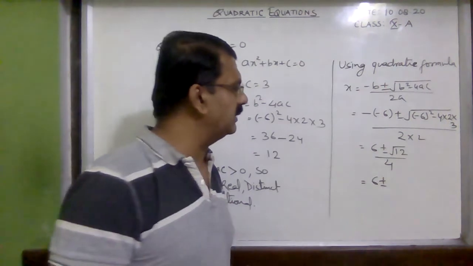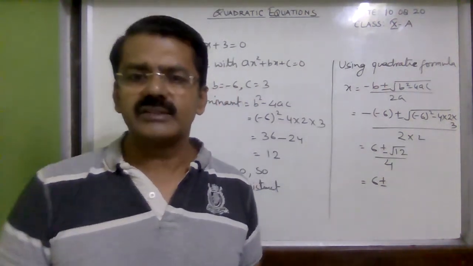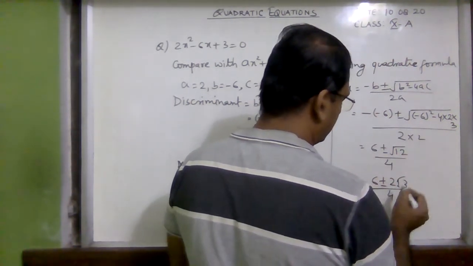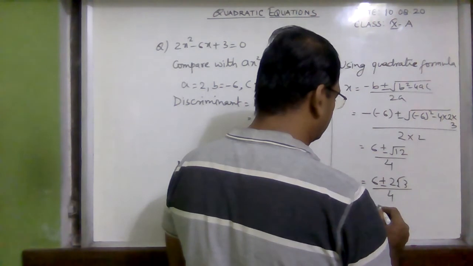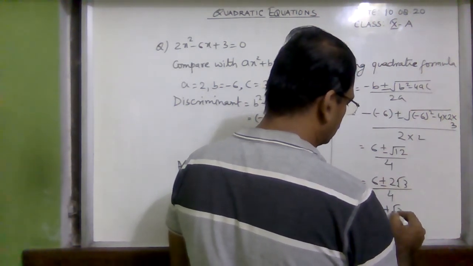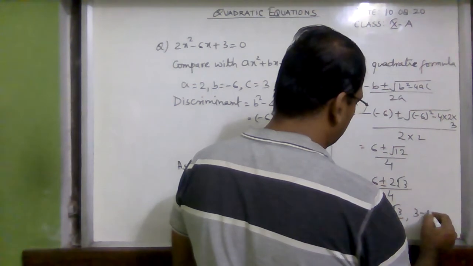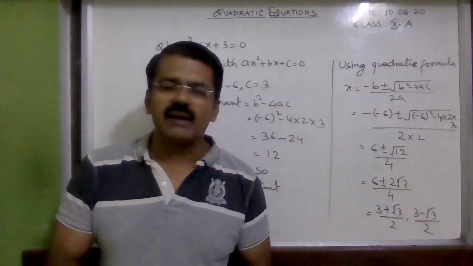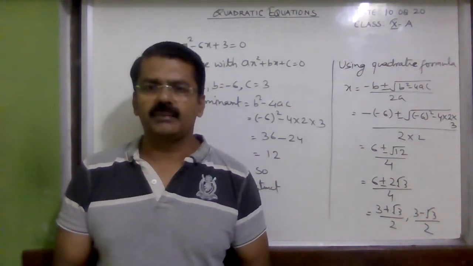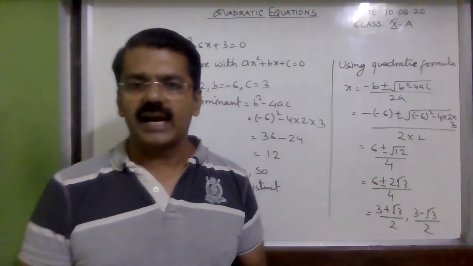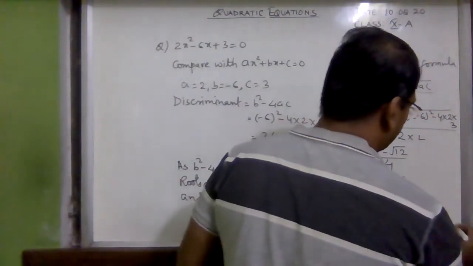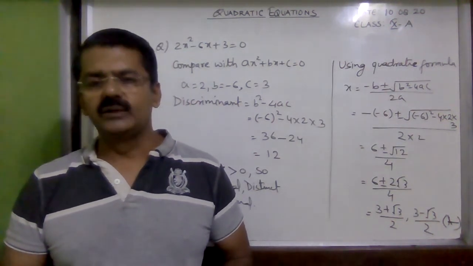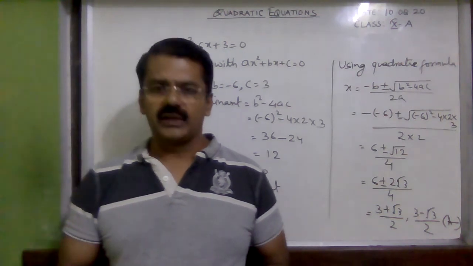Now you know root 12 can be written as 2 root 3 because 12 is 4 into 3, so we can write it as 2 root 3 upon 4. Take 2 common, so it will be (3 + √3)/2 and (3 − √3)/2. So you can see we have two roots, they are real, they are distinct and they are irrational. That is your answer. Clear? So in the next class we will do few more sums based on nature of roots.